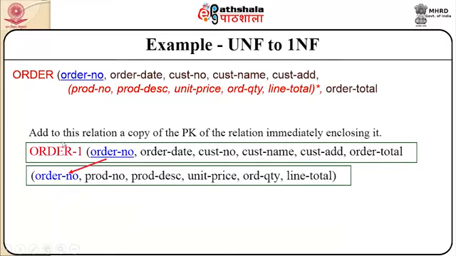As step 2, we add to this relation a copy of the primary key of the relation immediately enclosing it. So, from the original relation we take the primary key of that particular relation as the primary key of this relation. Now, if I am issuing a query to this particular relation, we may not understand that this relation is split into 2, but by referring to the order number, it will list all the products that a particular customer has purchased.